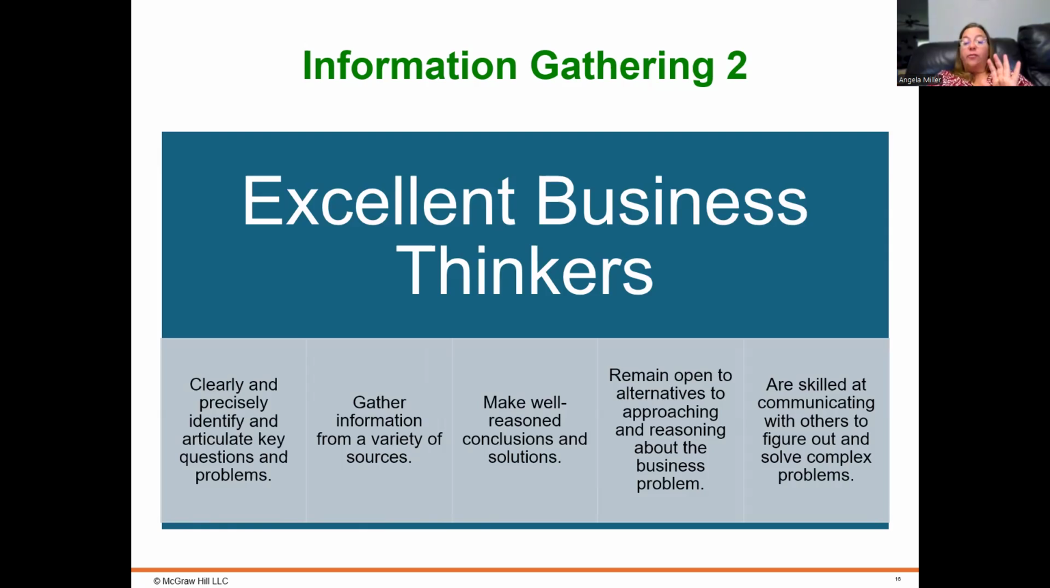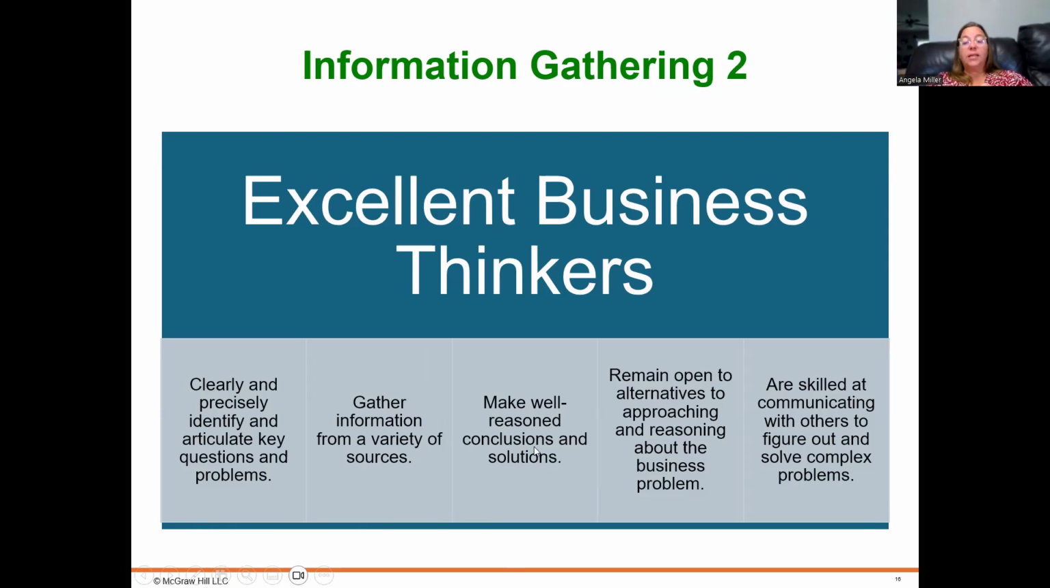Gather the information from various sources. So, as you are trying to figure out how to solve that problem, you're not just going to one source and saying, that's the answer, right? You want to go to many different sources and determine what the best answer is for your specific problem, understanding that there are lots of different ways to solve one problem.